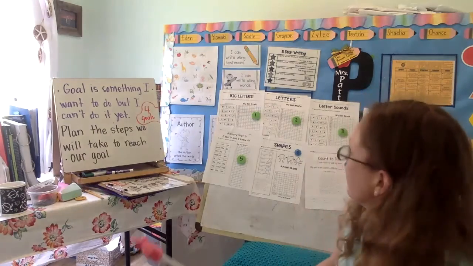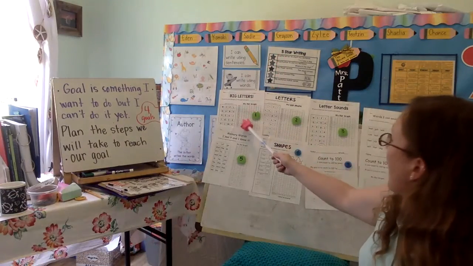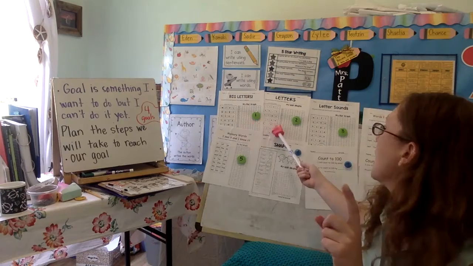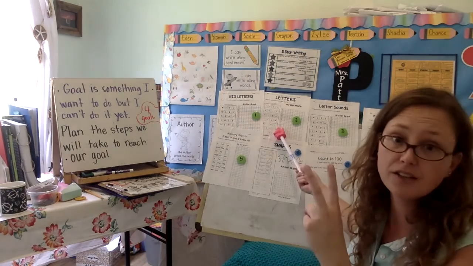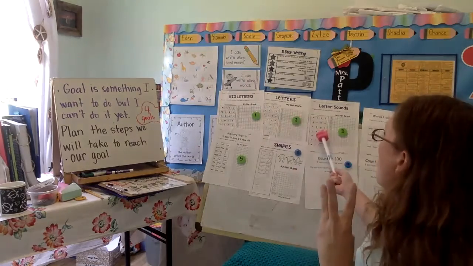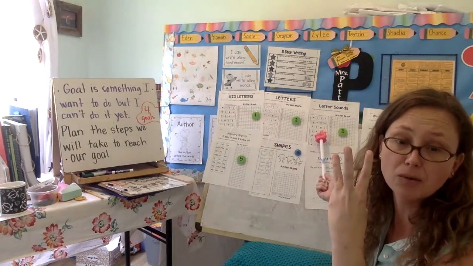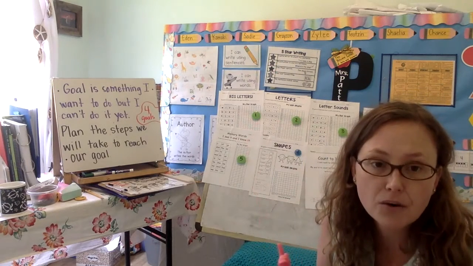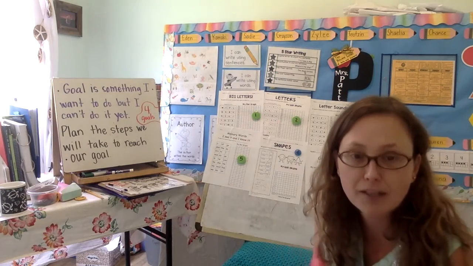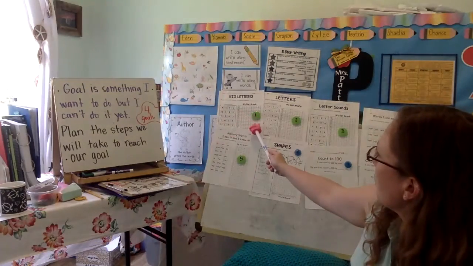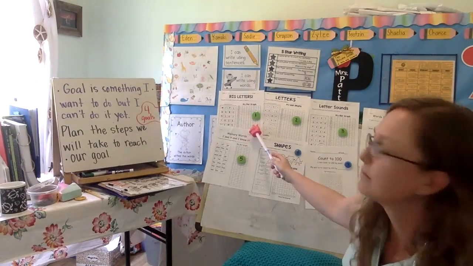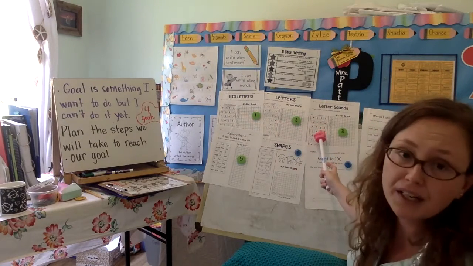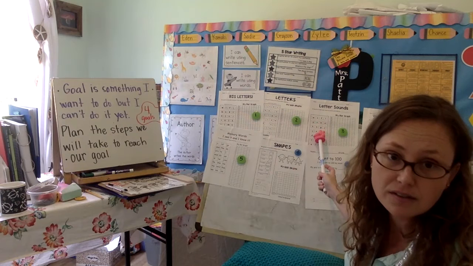So here we go. All right. We have naming all our capital letters. That's number 1. Naming all our lowercase letters. That's number 2. Or all of our sounds, and that's number 3. So please choose one of those that you really want to focus on and work towards. Number 1, learning our big letters. Number 2, our little letters. Number 3, our letter sounds.